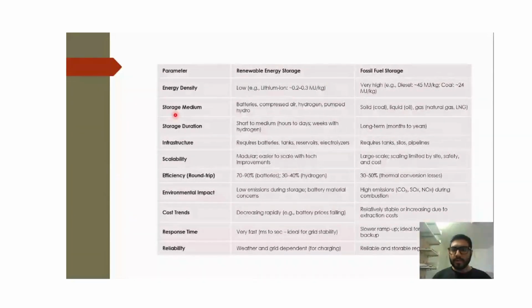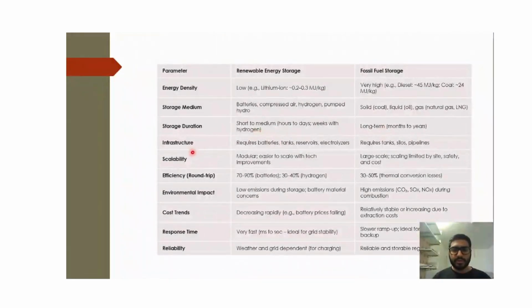Now I'm going to continue by comparing the renewable and fossil fuels. These are the parameters written. The energy density of the renewable sources is very low as compared to the fossil fuels. Then we have the storage medium. We normally store the renewable sources in the form of batteries and compressed air systems, and fossil fuels are normally stored in the natural way. Then storage duration is very low for renewable energy sources as compared to fossil fuels. For example, batteries don't remain charged for a long period of time. So this is low as compared to the fossil fuel.